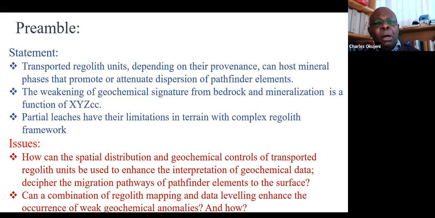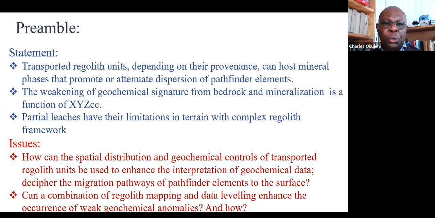Now, a lot has been done about partial leaches, MMI, which we use in the mining industry, but I always say that it also has its limitations. The limitations are that you actually get to leach what you have. So if you have a weaker anomaly, you are going to leach what is there. If you have a very strong anomaly, which I will show later, you're going to leach what is there as well. So I think when you begin to have this playing together, data leveling becomes very important.